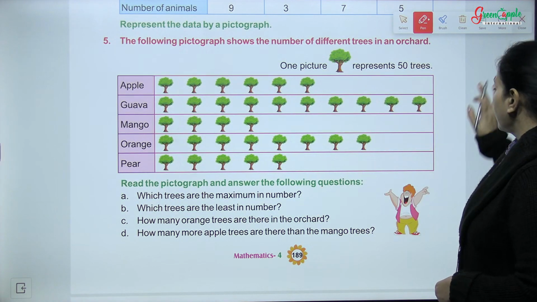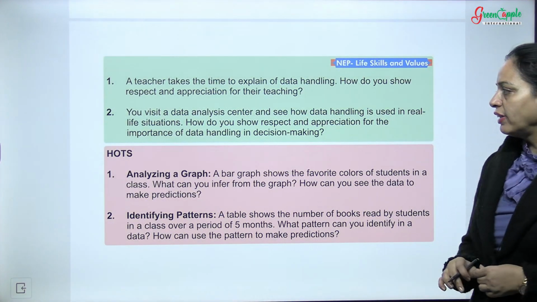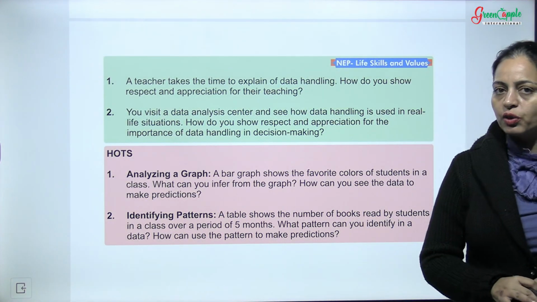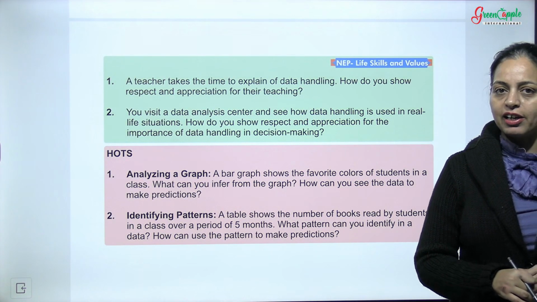So very interesting, very easy. So now there is some life skills question. You can try these one, and some HOTS question. You can try this one also. I hope the concept is very much clear to you.